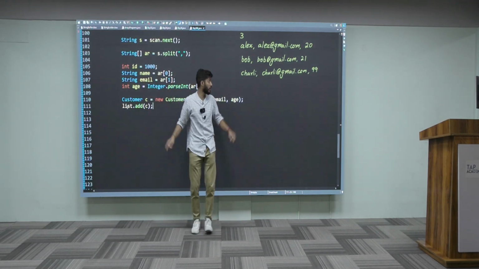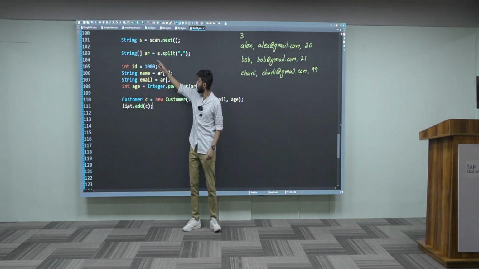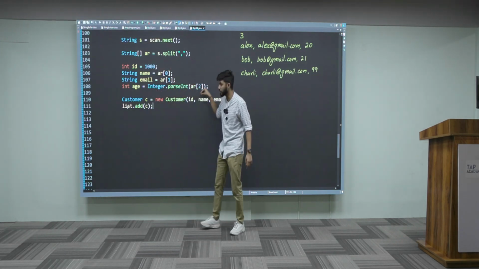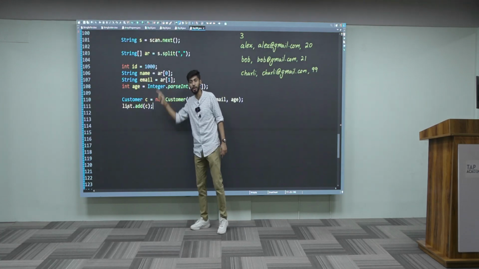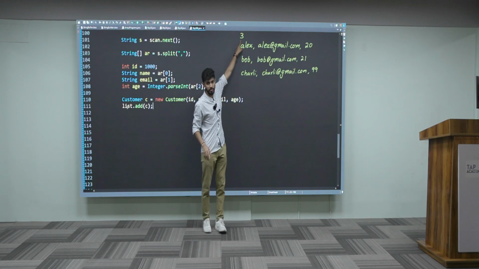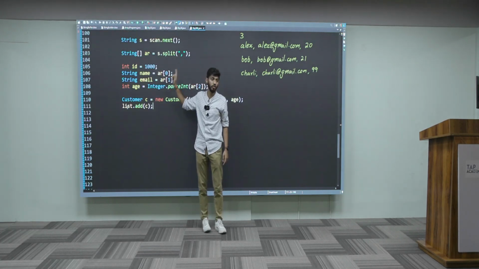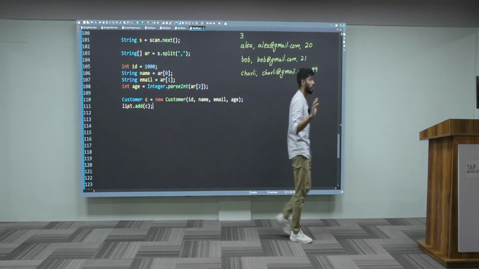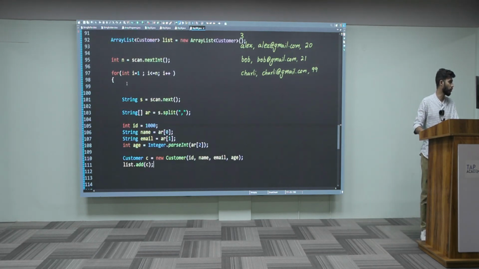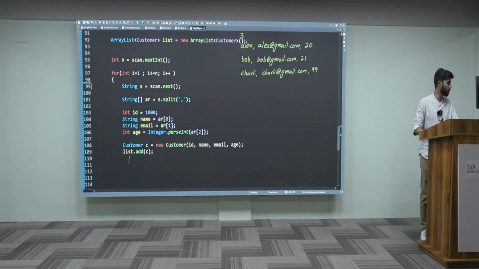Again next, repeat it. Take the next customer, split that into multiple details, get all those details, create an object, add it to the list. Keep repeating this again and again. How many times? N times. So you need to put this inside a loop. Is it clear to everyone? I have already created this inside a loop, and you can already see that I have put this inside a loop.